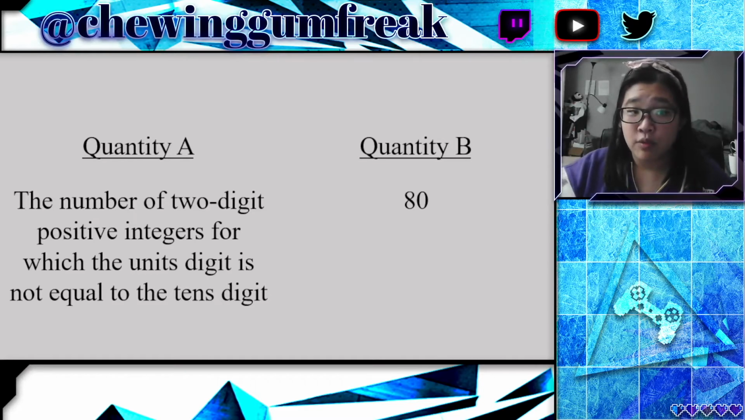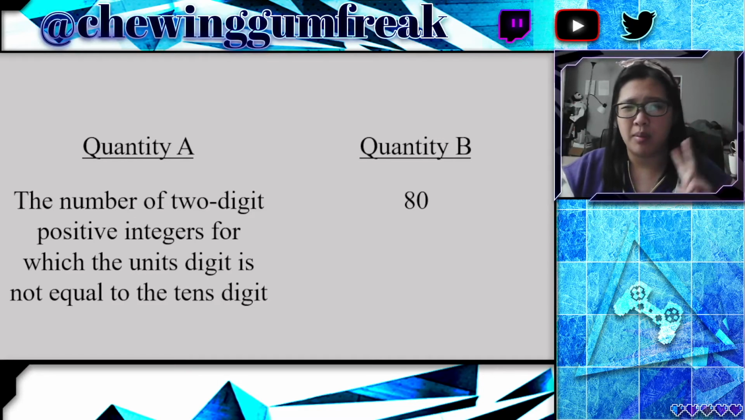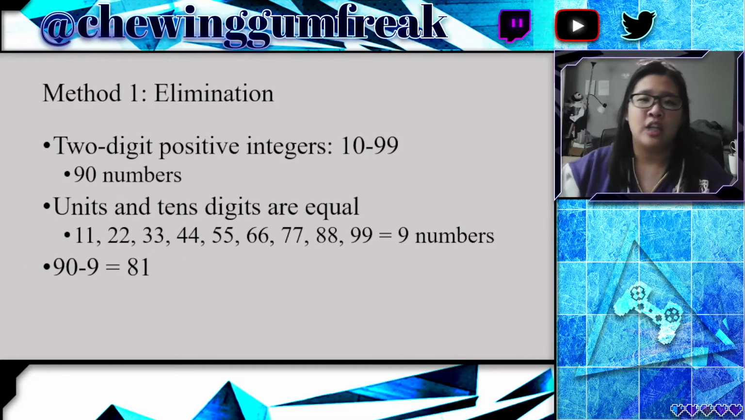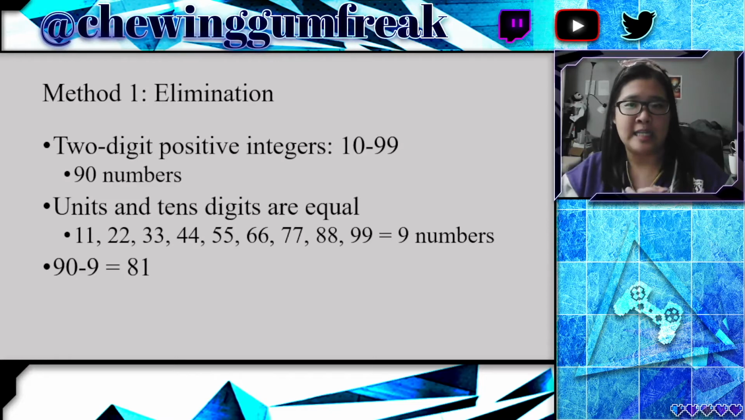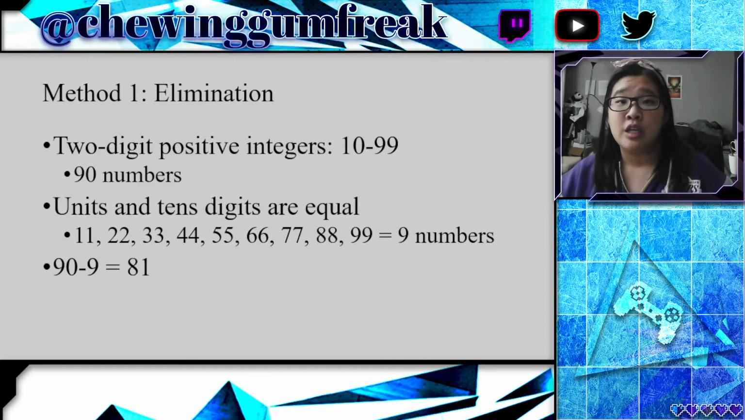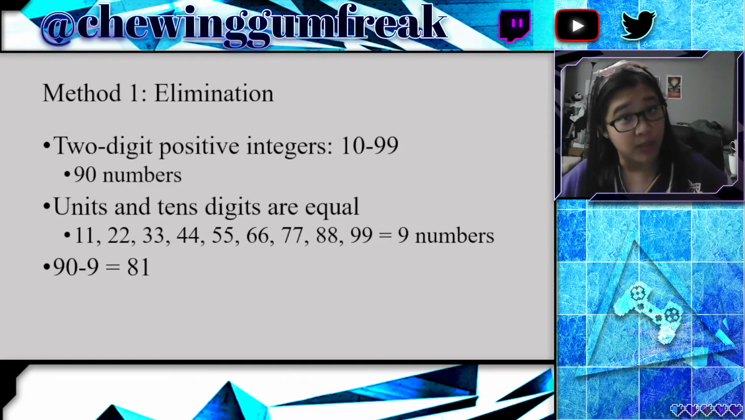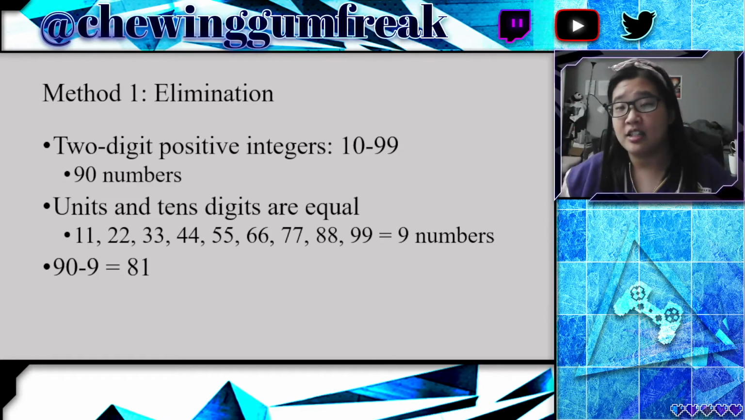Working through this, there are actually two probably best strategies that you can use. We can look at the first one, which is elimination. What we want to do is look at the total number of two-digit positive numbers. The lowest one is going to be 10, because that's the lowest two-digit positive number, and the highest is going to be 99. If you think that through, that's going to be a total of 90 numbers.